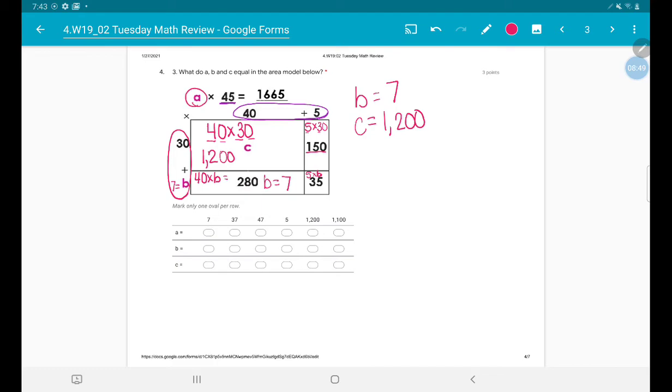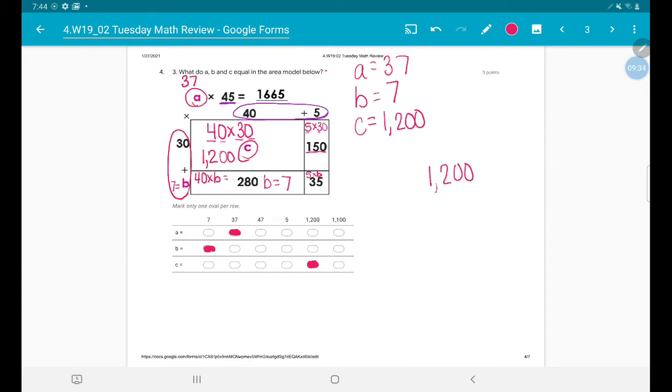We need to still find the value of A. Well, to find the value of A, I need to know what 30 plus 7 is, and that's going to be 37. So A is equal to 37. B is equal to 7, and C is equal to 1,200. So 37 times 45 equals 1,665. And I can prove that's true by adding all of my partial products together.